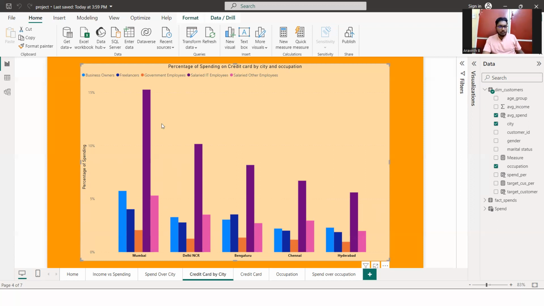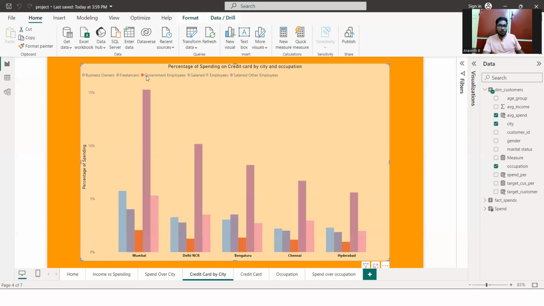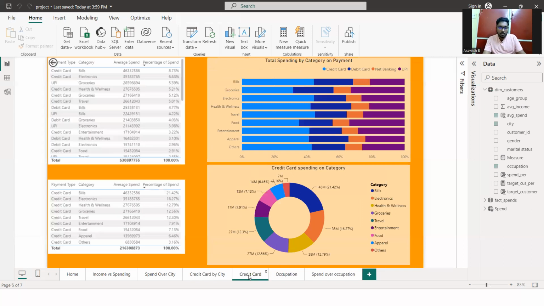Other than this, government employees, as we know, always spend the least on credit cards, and they are the least paying customers for us in this range also.